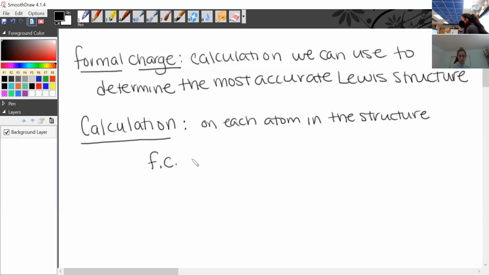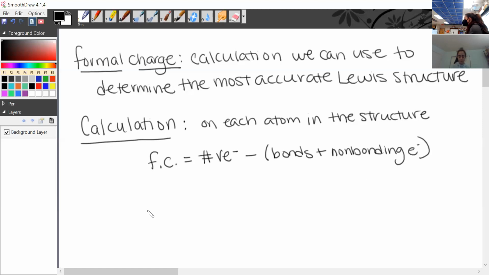Formal charge is equal to the number of valence electrons that that atom has, your normal number of valence electrons, minus the bonds and non-bonding electrons.